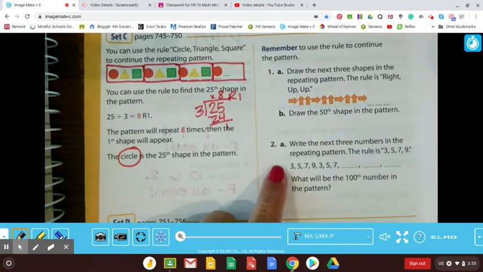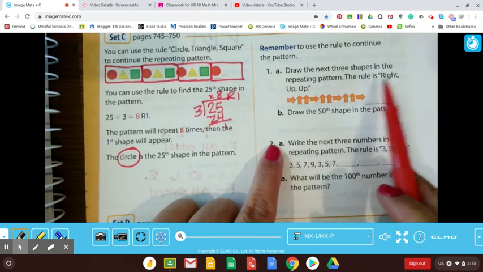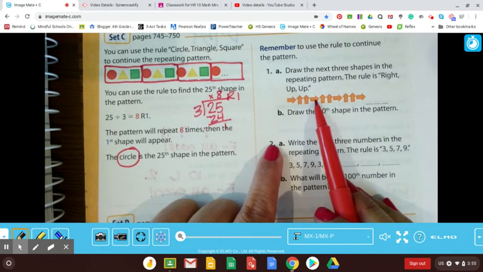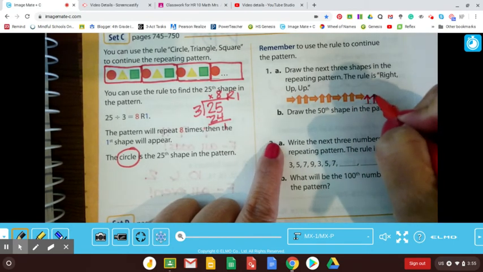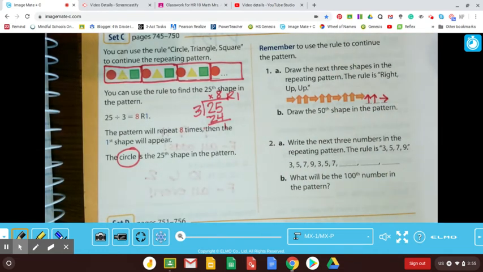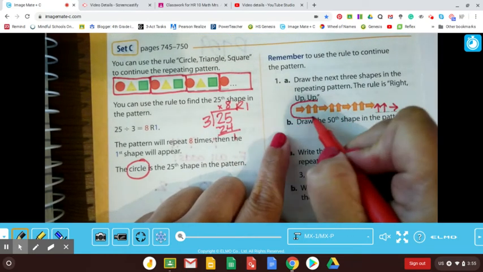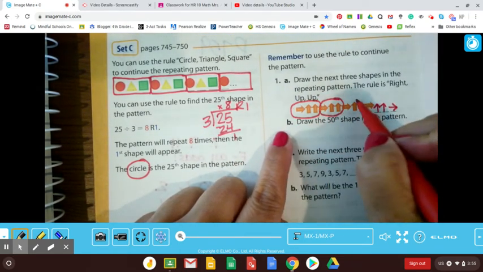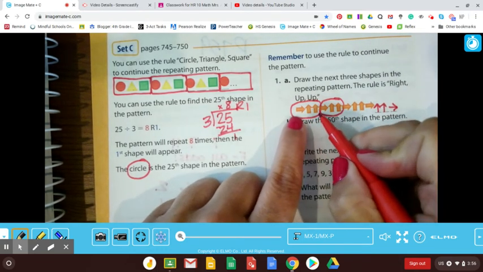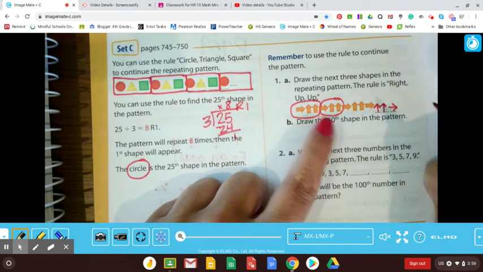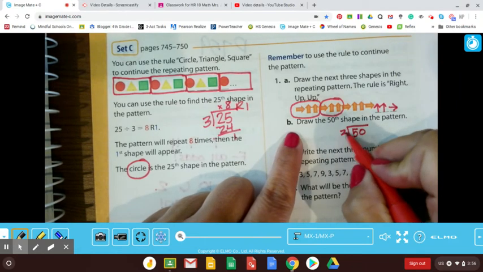Let's try it out. Draw the next 3 shapes in the repeating pattern. The rule is right, up, up. So we have right, up, up, right, up, up, right, up, up, right, up, up, right. And they want us to draw the 50th shape in the pattern. All right, so before we can do that, we have to see what is the part that actually repeats, right? It's right, up, up. So we know that there's 3 parts to our pattern. So we're going to take 50 and divide it by 3.